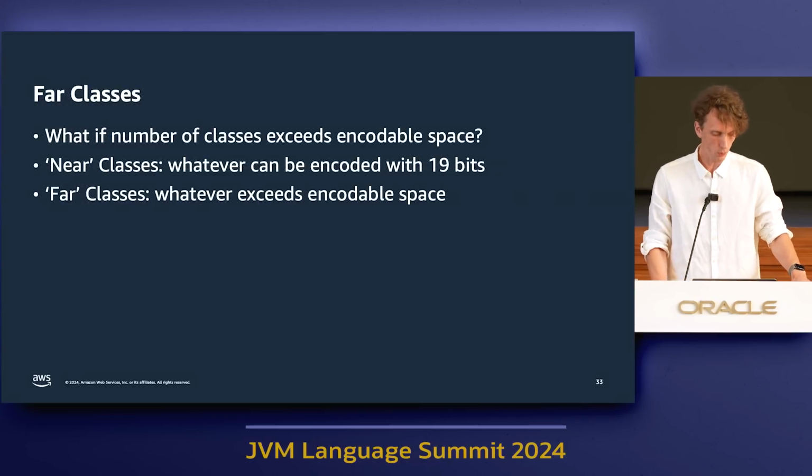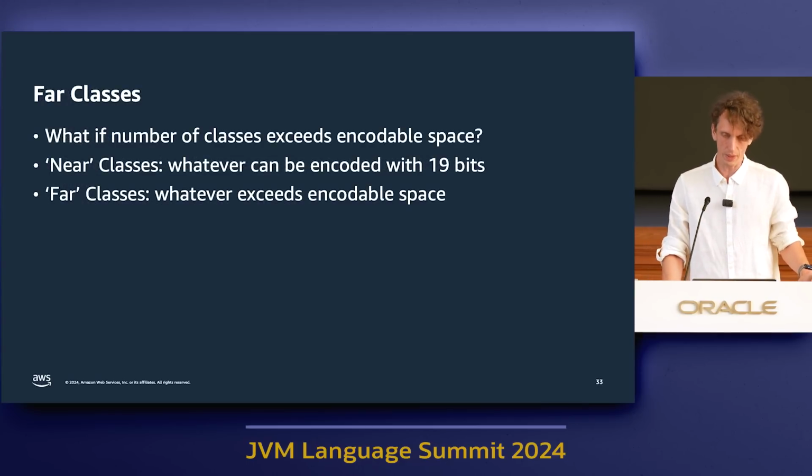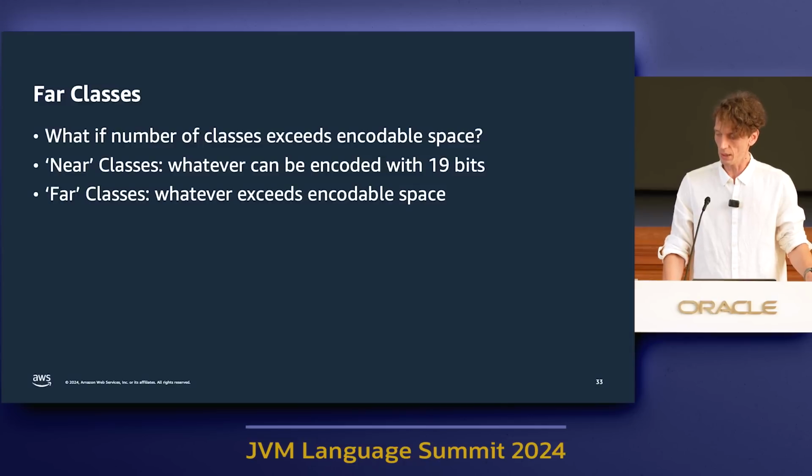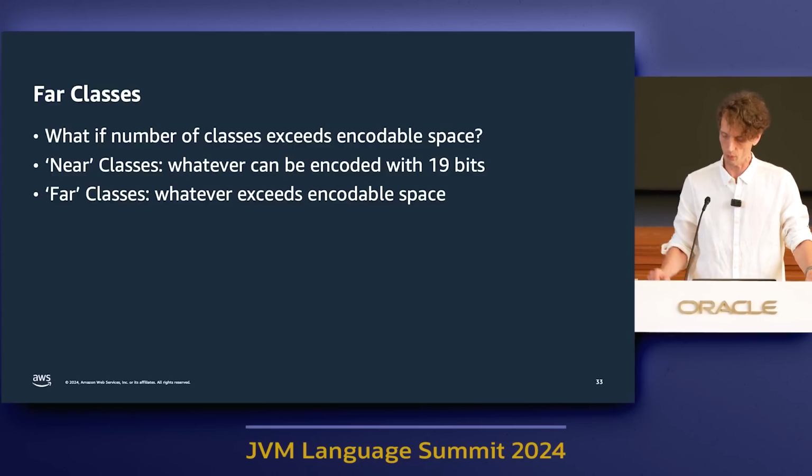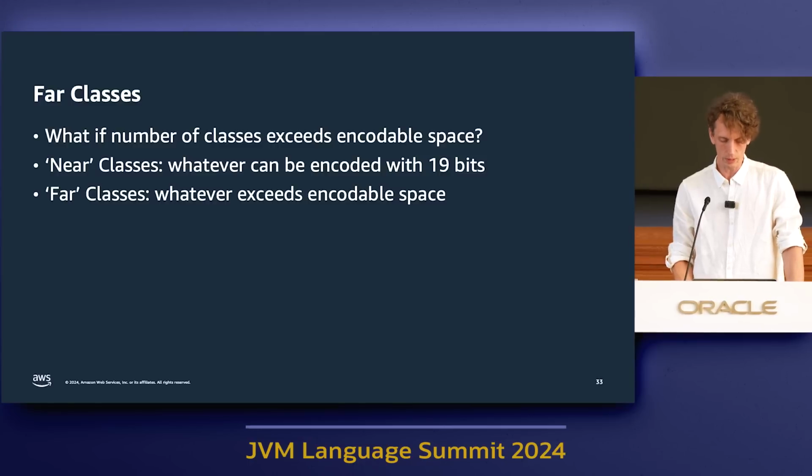The other approach that we currently investigate is not implemented yet, but we have a plan that I want to outline, which is the concept of far classes. Let's say the terminology first. We call near classes whatever can be encoded with the 19 bits that we have. And we call far classes whatever goes beyond that, beyond the 500,000 limit. We need to find a way to address those somehow.